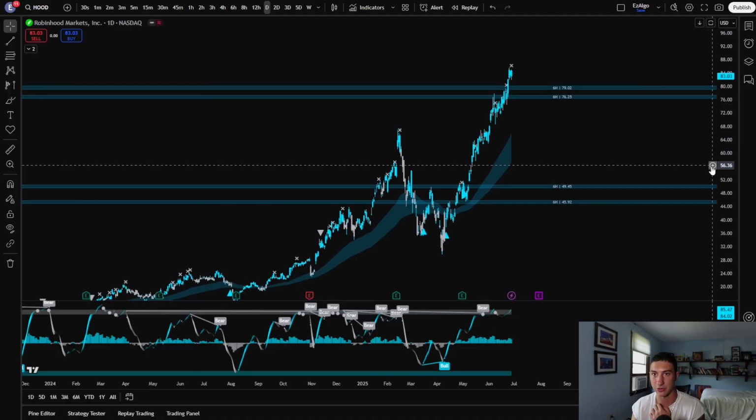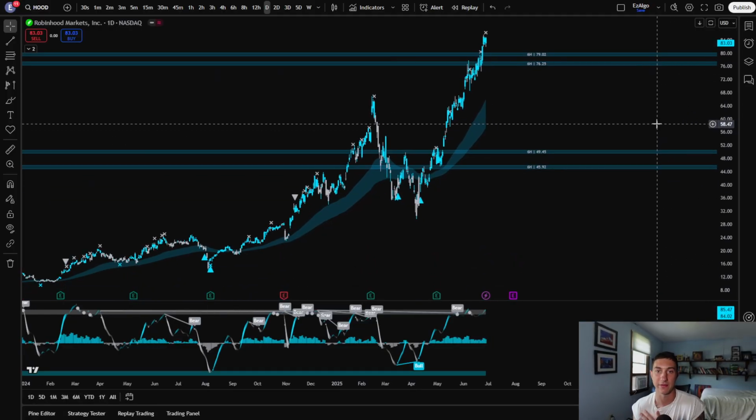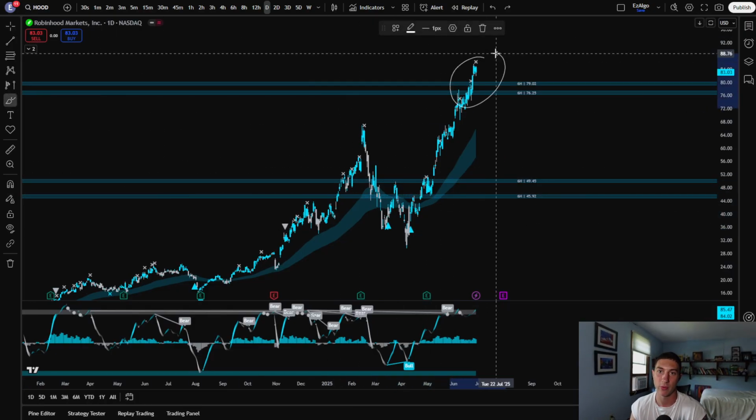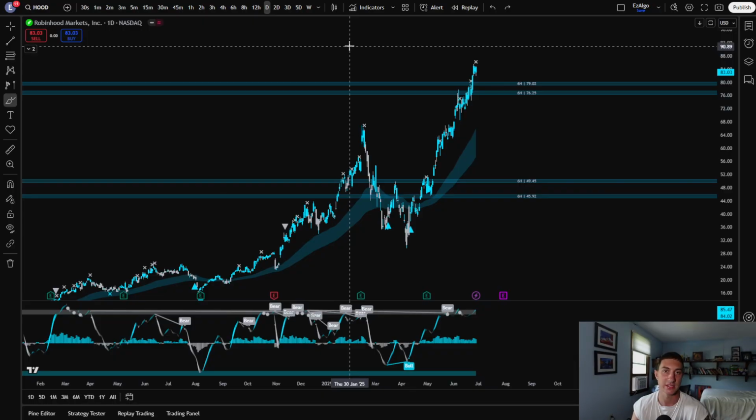We're going to take a look at Robinhood, okay? Robinhood is one of my favorite stocks at the moment. I hold a lot of spot. And when you see a chart like this, most people are afraid to long, right? Why would I want to long a chart that looks like this when price is so high?